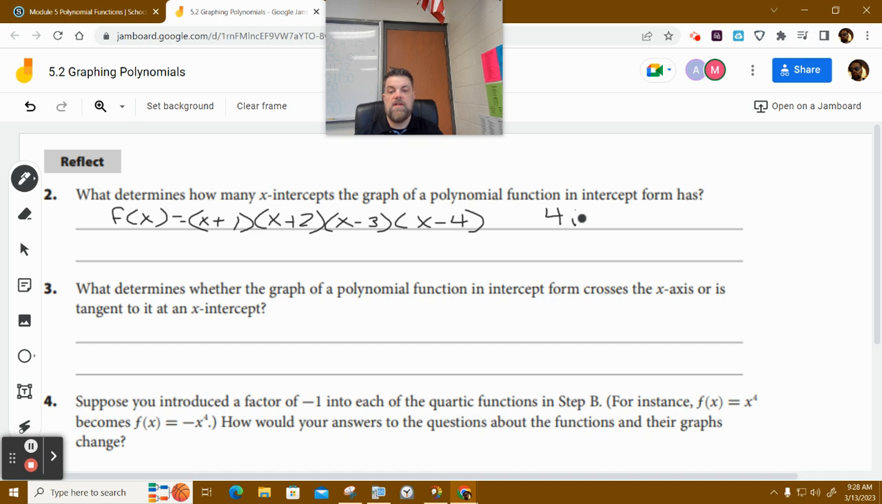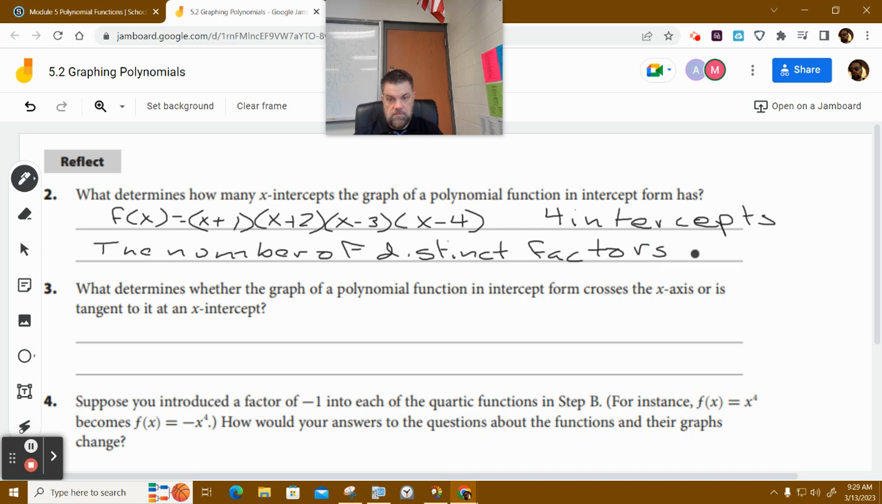4, right? 4 intercepts. So the way that we determine that is what? What do we call those things that I just wrote down? Huh? Distinct factors. So you will put the number of distinct factors equals x intercepts. And I'm abbreviating the sentence a little bit so it fits.